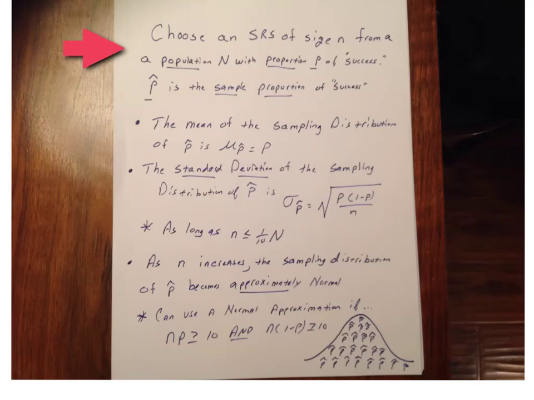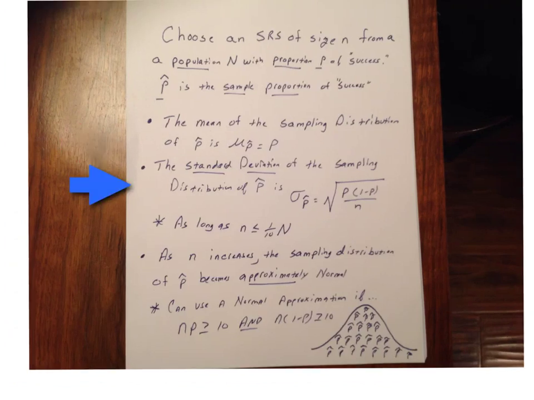This is 7.2, sampling distribution of p hat. If you choose an SRS of size n from a population size capital N with the proportion p of success, where p hat is the sample proportion of success, the mean of the sampling distribution of p hat is mu of p hat equals p. Remember, p again is a population proportion.